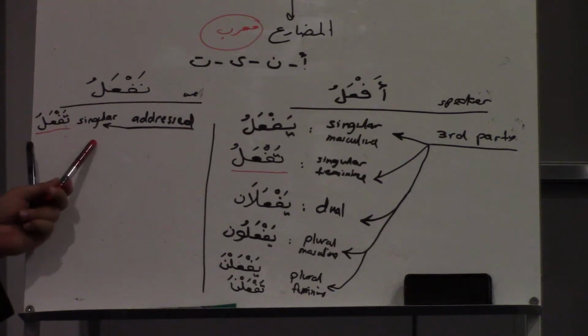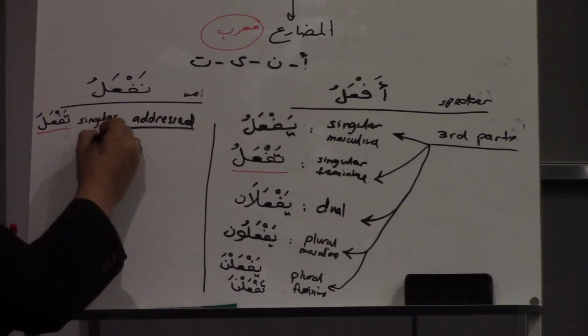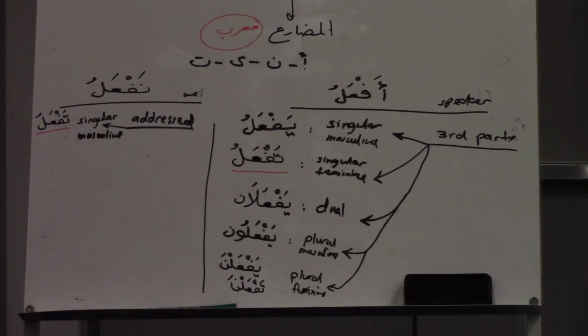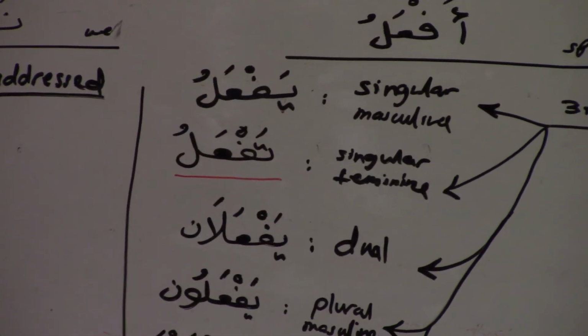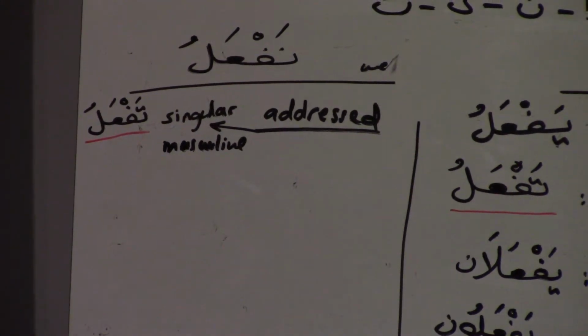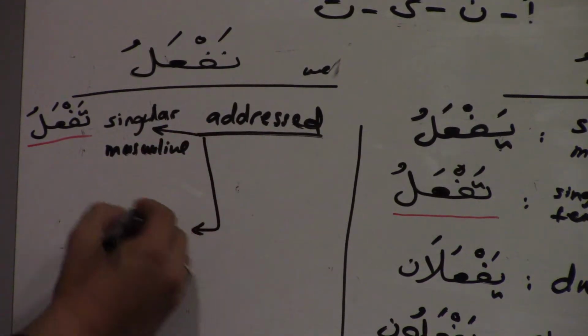That the address singular masculine and the singular third party feminine both start with a ta. So that's sometimes why you can be confused. Now you won't be confused for too long in any sentence because the context will give it away almost automatically. It'll be very clear through the context whether it's addressed singular masculine or third party singular feminine.